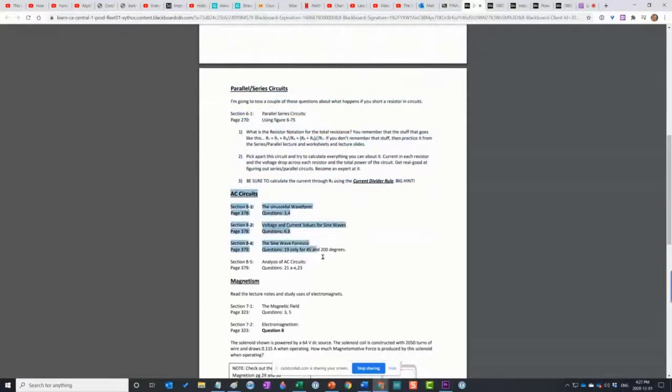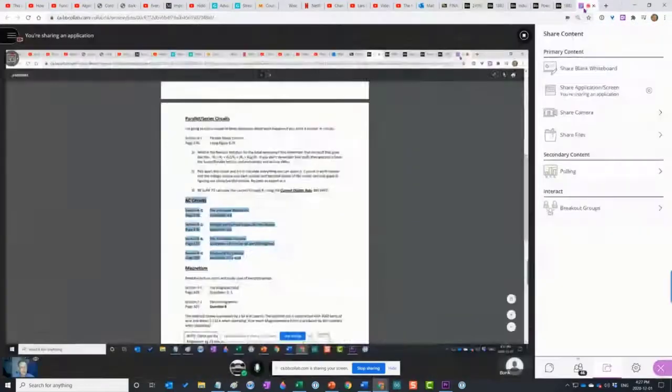AC circuits. Remember all that stuff we did in AC circuits? Just practice it. I think the most difficult thing about AC circuits, just heads up, the thing that I notice students don't quite get in AC circuits is when you're doing phase shift. There'll be a question about phase shift. Just make sure you realize that if it's shifted, let me go over here.